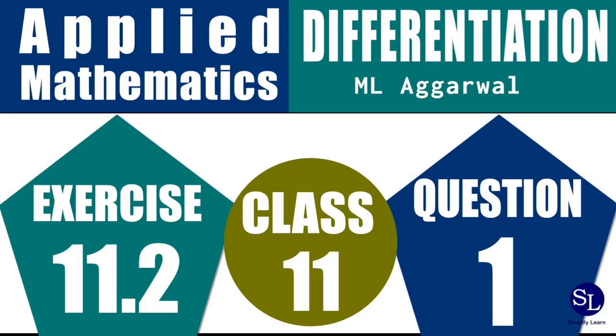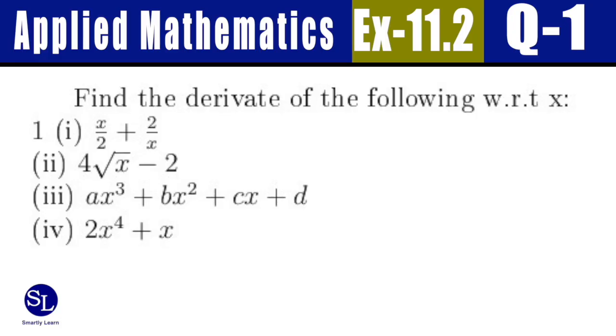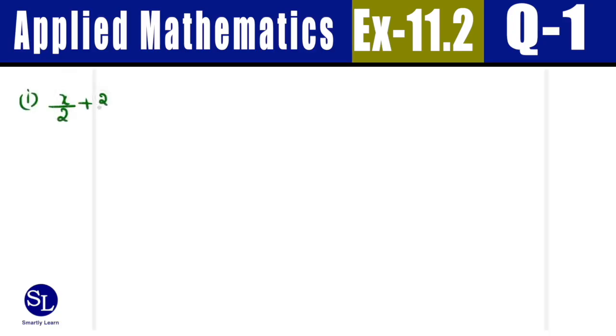In this video, let's see how to solve the first question in exercise 11.2. Find the derivative of the following with respect to x. There are four subdivisions. Let's take one at a time. So the first one is x by 2 plus 2 by x. So first let's write out the formula that we are going to use.